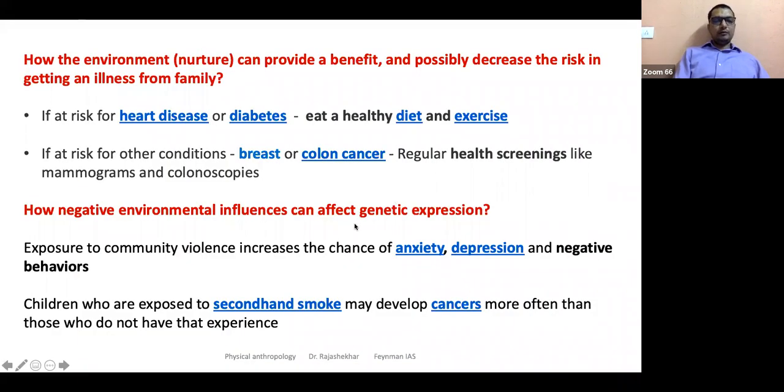How can negative environmental influences affect genetic expression? Is there an impact of environment on genes? There seems to be, as I was telling you in the epigenetic story. Exposure to community violence increases the chance of anxiety. For example, children who are brought up in families where one of the parents has alcoholism and other abuse, with violence in the family, which increases the violence again, these children tend to have more anxiety and more depression, even at a later point of life. So the family environment is very, very important.